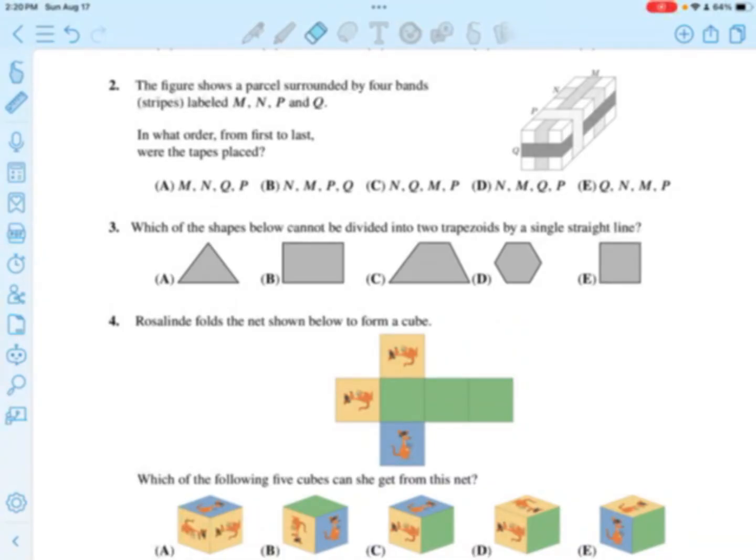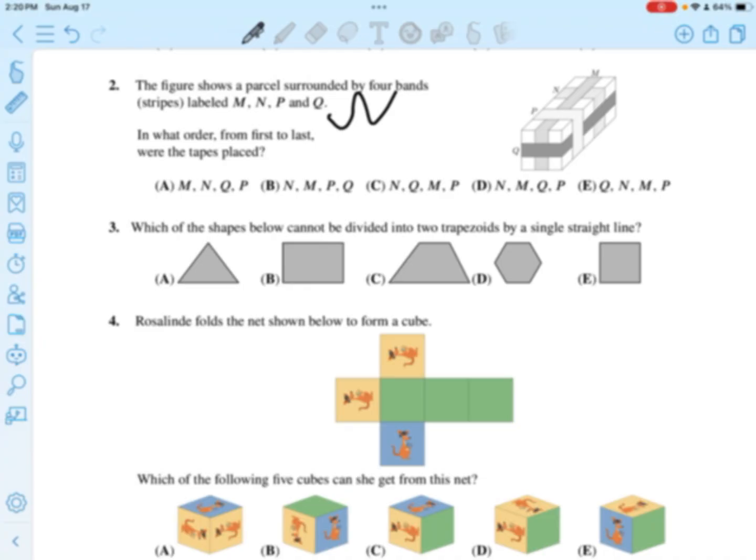The second question says, the figure shown is a parcel surrounded by 4 bands. Label them M, N, P, and Q. In what order from first to last does the wrapping take place? We first have to find which letter has the most bands over it, and that's N, because it has three bands over it, which are M, P, and Q.